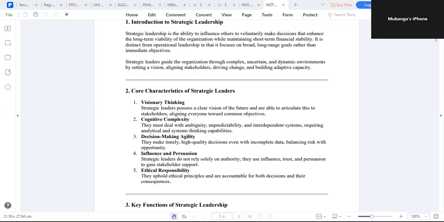Ethical responsibility. Can you elaborate on that point in your own perspective with the guide of the notes in the core characteristic of strategic leaders? Ethical responsibility.